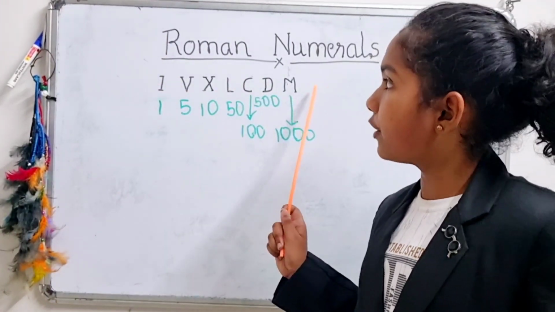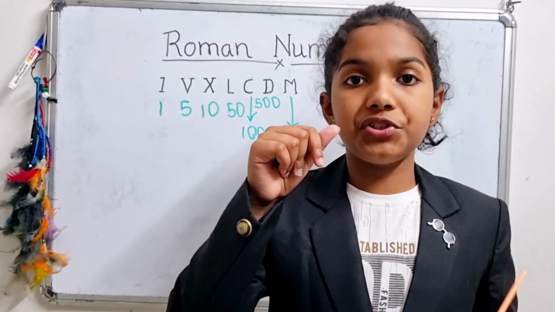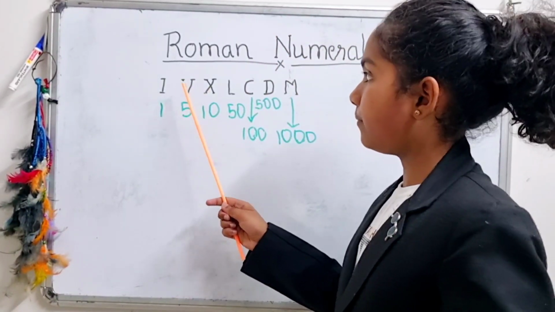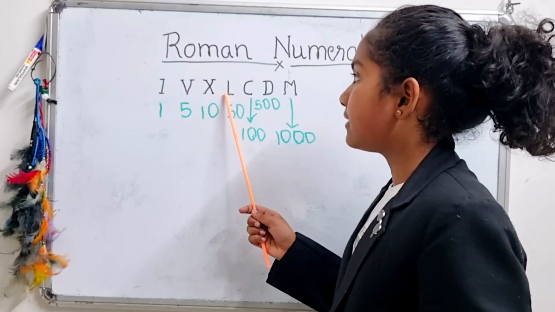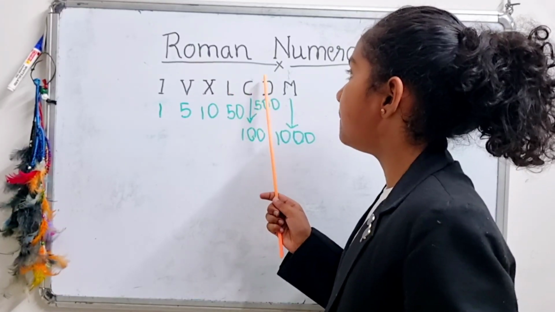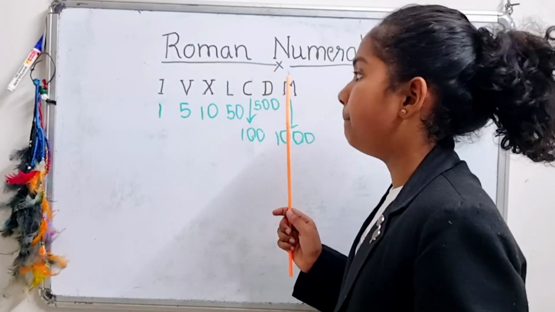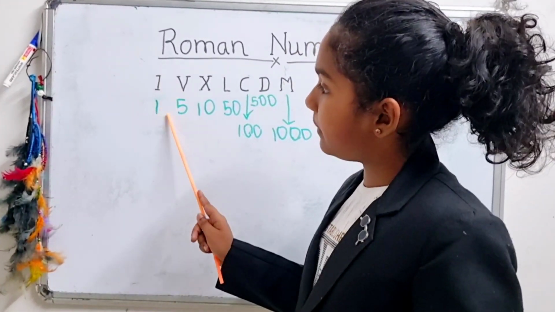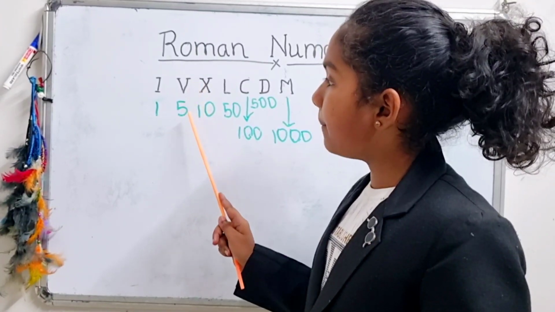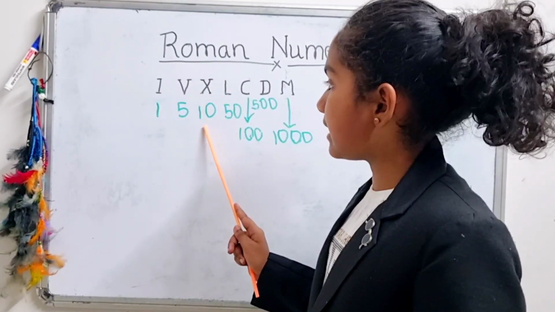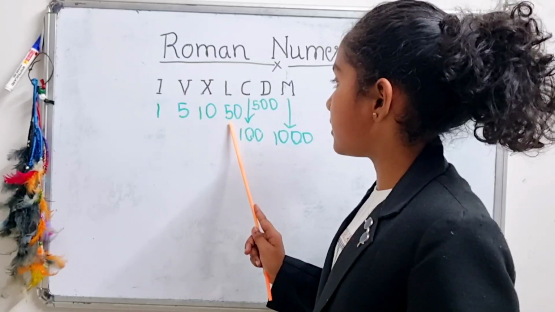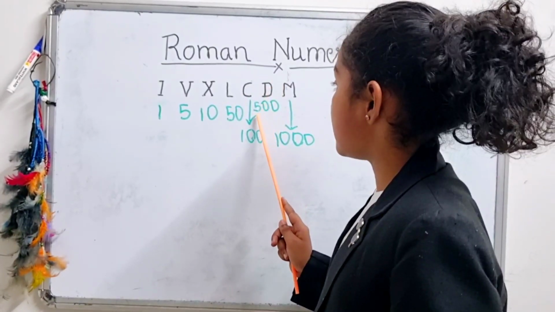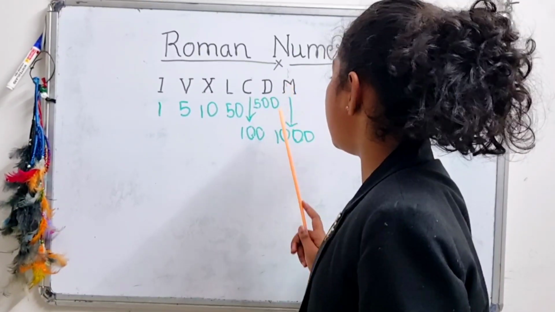So these are the Roman numerals, and there are 7 Roman numerals, and they are I, V, X, L, C, D, M. So now let's see what they represent. I means 1, V means 5, X means 10, L represents 50, C represents 100, D represents 500, and M represents 1,000.